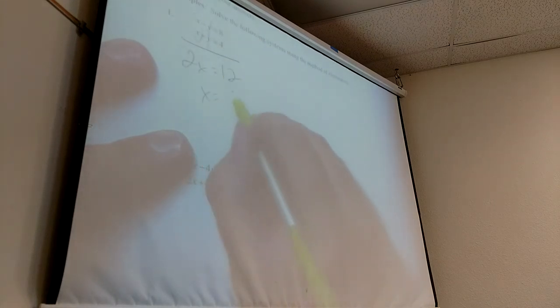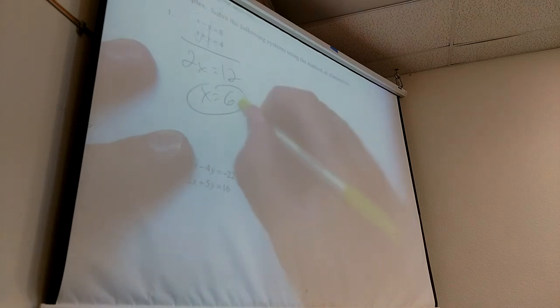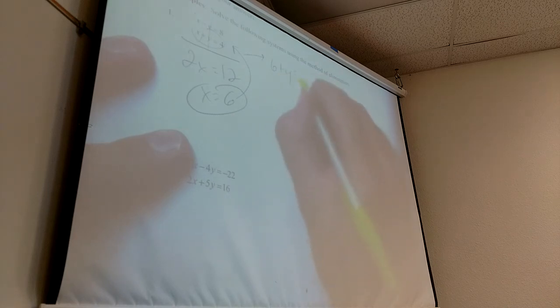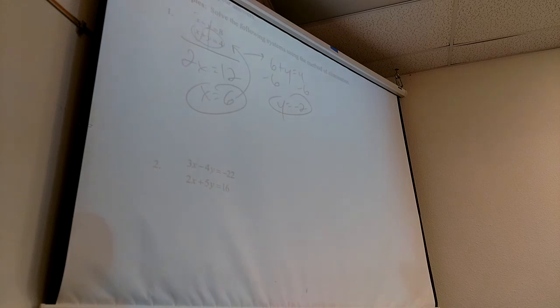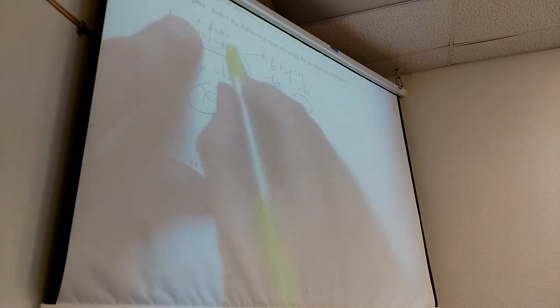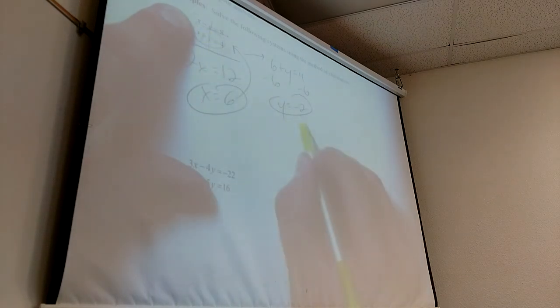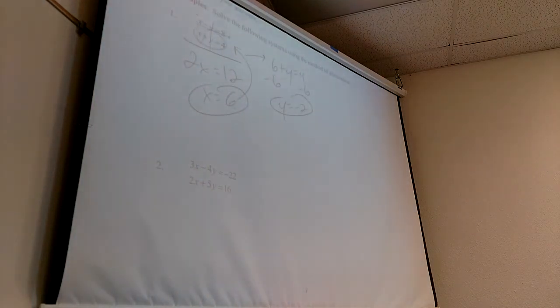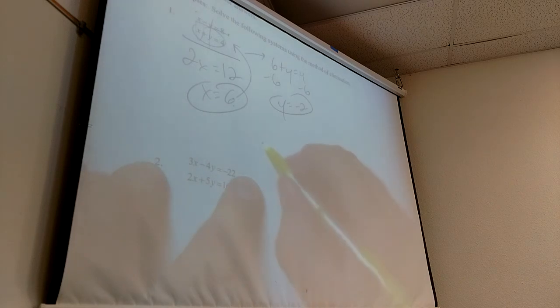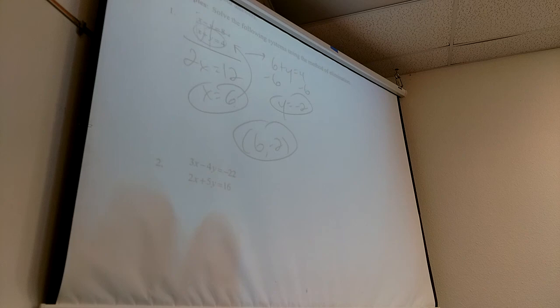So x is 6. And then you can choose either one to plug it in. I'm going to choose this one. Even if you chose the other one, you should still get the same answer. You can check it by using the one you didn't use. 6 minus negative 2 is 6 plus 2 is 8. Check. It's got to work in both. So this is acceptable, but what's a better way to write it? That point, 6, negative 2. That's the point where those lines would meet if I graphed them.